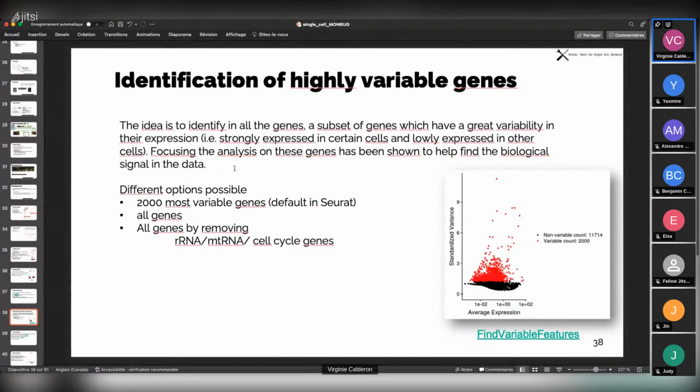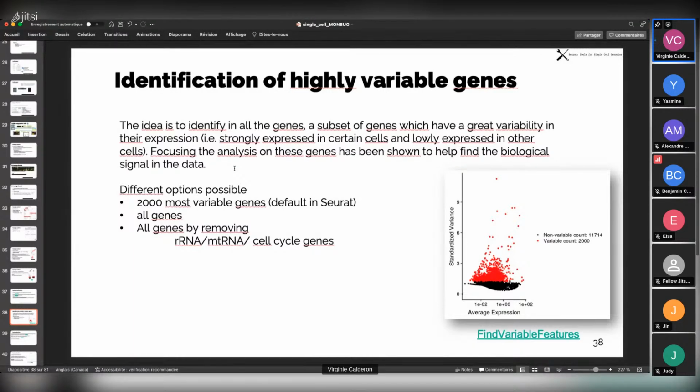There are different ways to detect these highly variable genes. The default option in Seurat is to keep the 2,000 most variable genes. Based on the standard deviation, they just ranked them and took the first 2,000. So this is one option. You can also keep all the genes. That's another way to capture all the information.